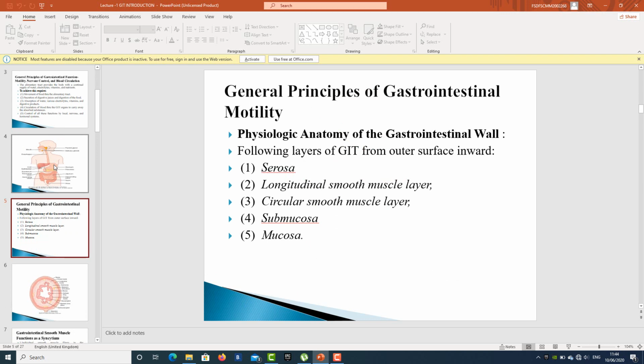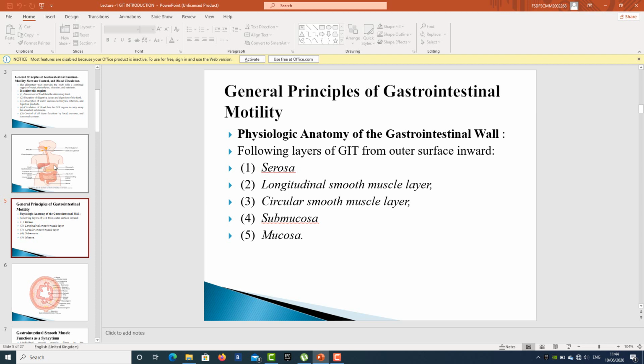Now, general principles of gastrointestinal motility. Now, the physiological anatomy of the gastrointestinal wall is that the layers of gut from the outer surface towards the inwards are, first of all, serosa outside, then longitudinal smooth muscle layer, then circular smooth muscle layer, submucosa, and finally inside there is mucosa.